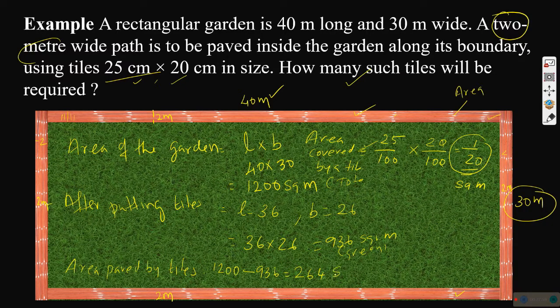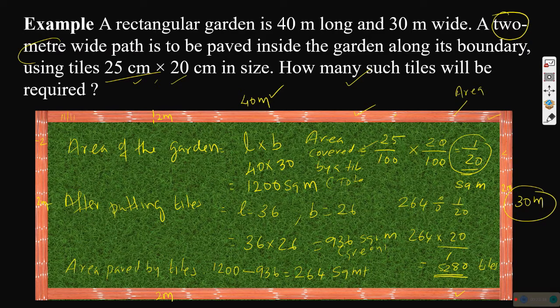So this is the area in square meters covered by a single tile, and we have 264 square meters of area to be covered. So we have to divide 264 by 1 upon 20. That means 264 multiplied by 20 upon 1, which is equal to 5280. 5280 tiles will be required to make this particular pavement along the boundary of the garden.